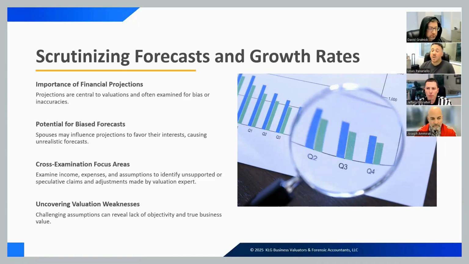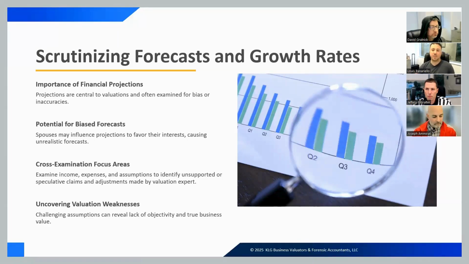Now, sometimes there are no management projections. So us business valuators, we prepare our own projections for the company. And again, the goal of the cross-examination should be to expose any lack of objectivity or any bias. And it goes both ways, right? If the valuator is working for the non-titled spouse in a divorce setting or a dissenting shareholder in a shareholder dispute, you want to try to show that maybe the projections are overly optimistic, right?